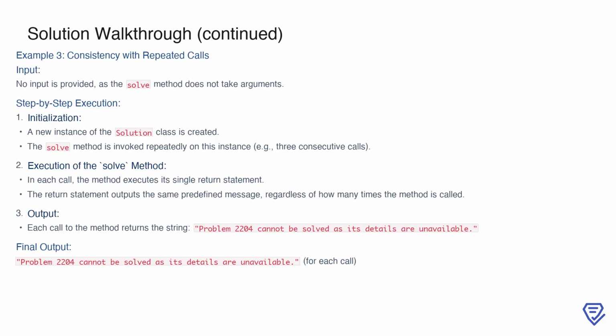In each call, the method executes its single return statement, outputting the same predefined message, problem 2204 cannot be solved as its details are unavailable. The behavior is consistent across all calls, as the method does not rely on any internal state or external input. Each invocation produces the exact same output, demonstrating the deterministic nature of the implementation.